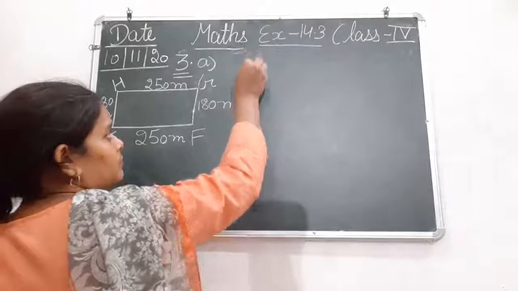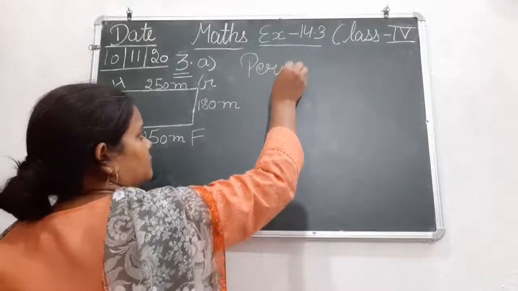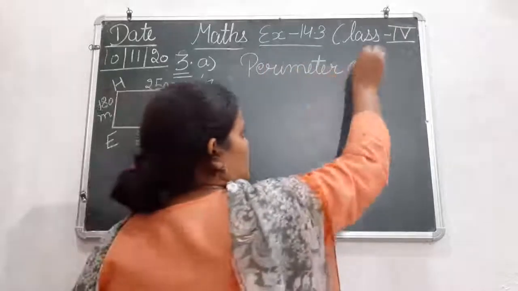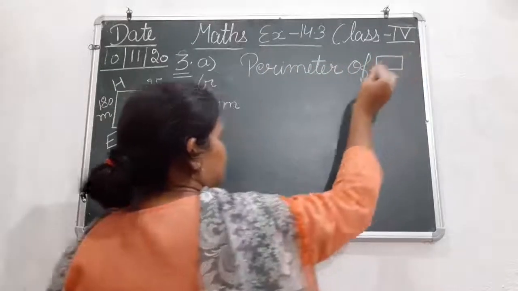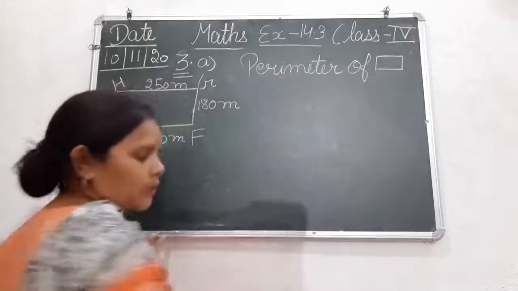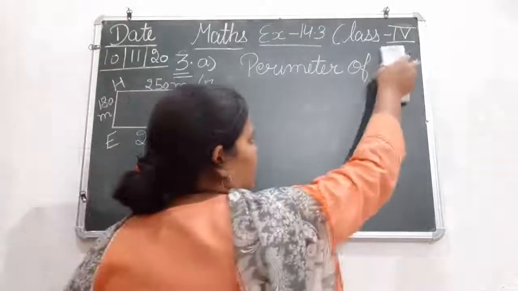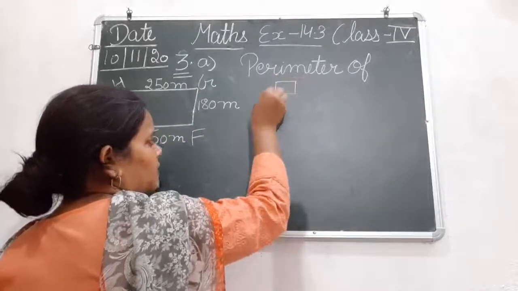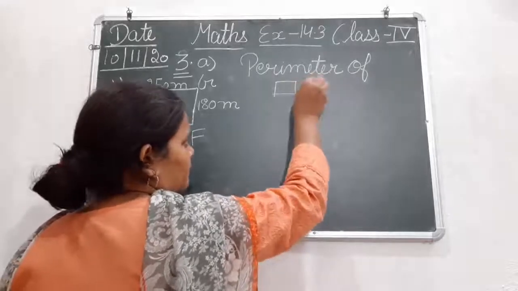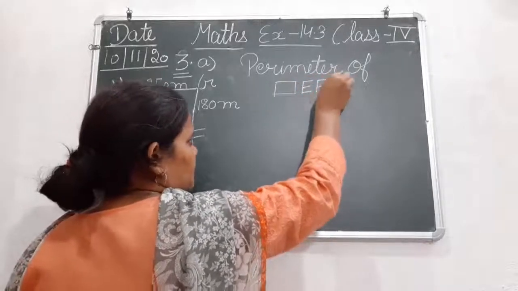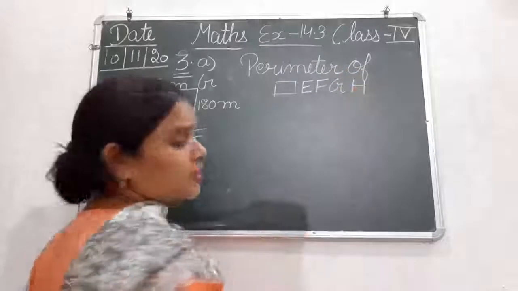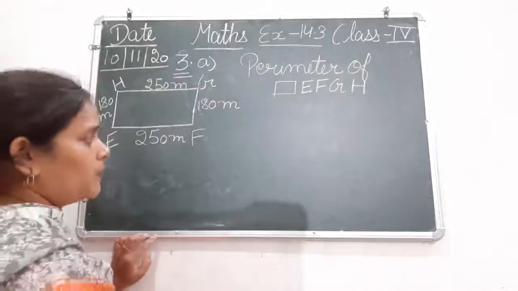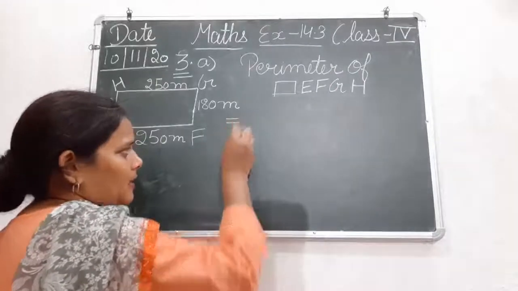So perimeter of rectangle. Okay. So in spite of writing it here, I will write it down. Perimeter of rectangle EFGH. Perimeter of rectangle EFGH. ओके, वो हम निकालेंगे. So how are you going to find the perimeter?